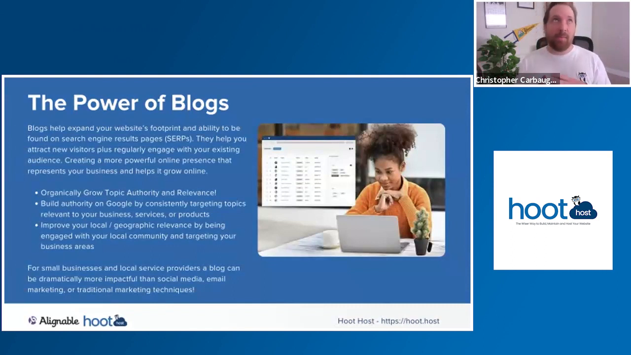The big thing for everyone to think about when it comes to blogging is organically growing your topic authority and your relevance. So what does that mean? That means building authority on Google by consistently targeting topics that are relevant to your business, to your services, or to your products. If you're a coach or a plumber or a professional services provider or a local service provider, what are the mainline topics that are relevant to your business and to your services that people are going to be searching for and ultimately be able to find your business?